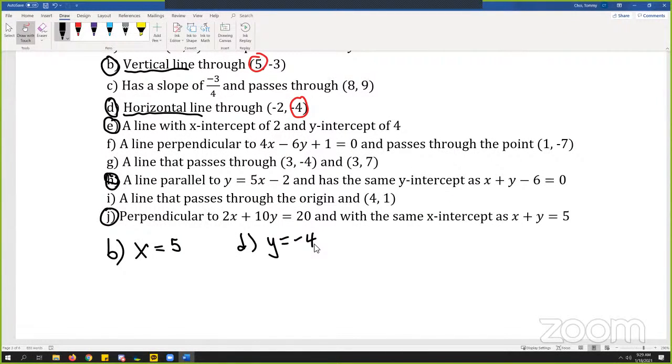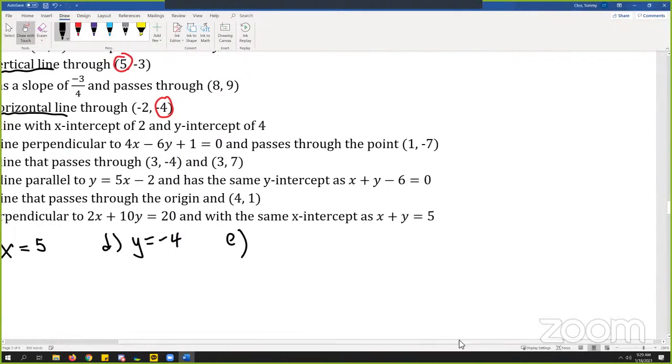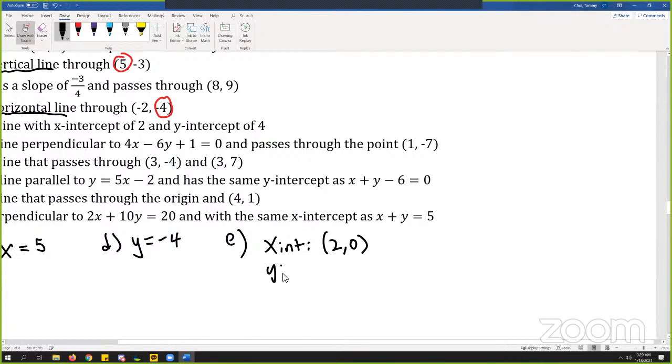E is the next question. For E, okay, it says the x-intercept is 2 and the y-intercept is 4. That gives us 2 points. We rewrite these two as coordinates. We say the x-intercept is 2, 0, and the y-intercept is 0, 4. We have those 2 points.